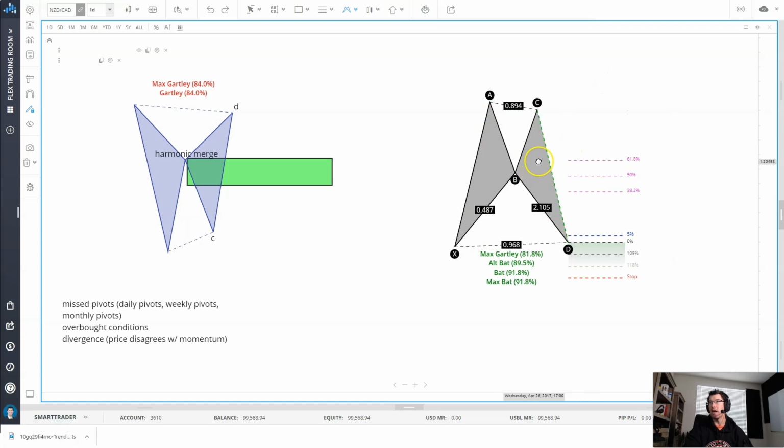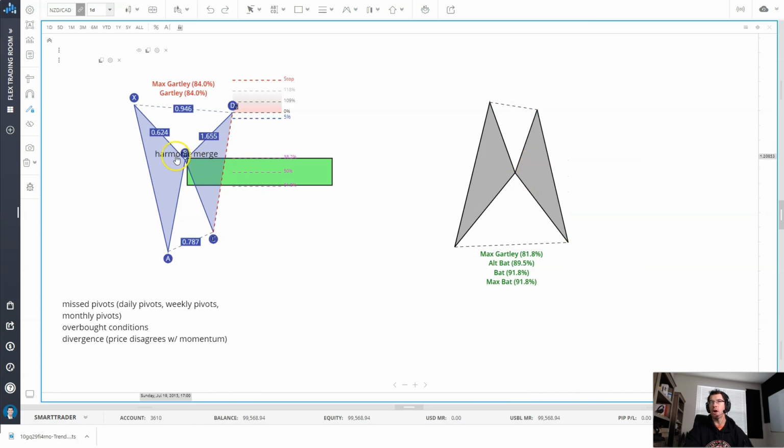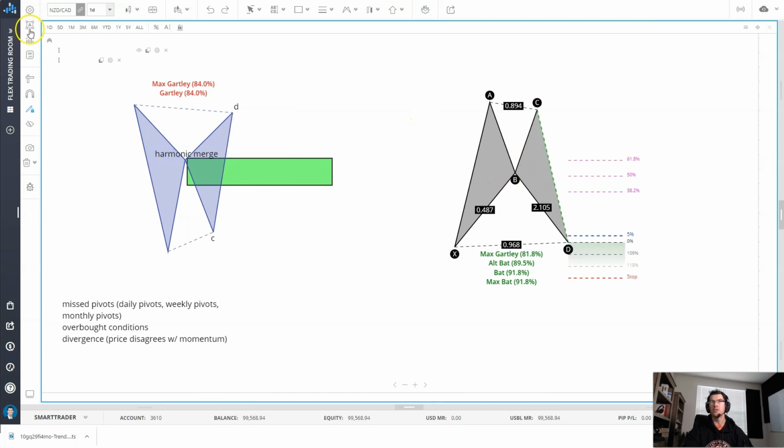can you see that I have my profit window? I have my 382 down here, my 50, and my 618. Now, notice that my harmonic merge is in the middle again. So if this is my harmonic merge, right in the middle, I have my 382, 50, 618. I'll draw a box there. So right in here, that's my profit window.